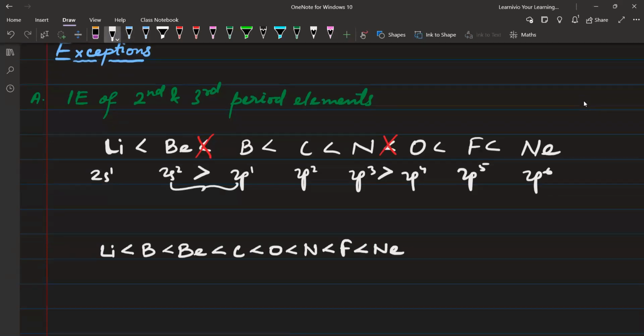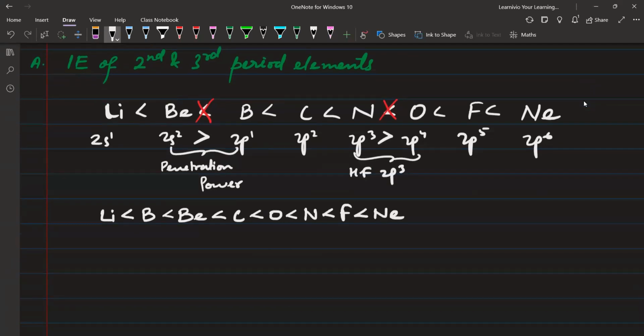The reason here is penetration power, and the reason here is half filled 2p3. A similar order holds for third period elements also.